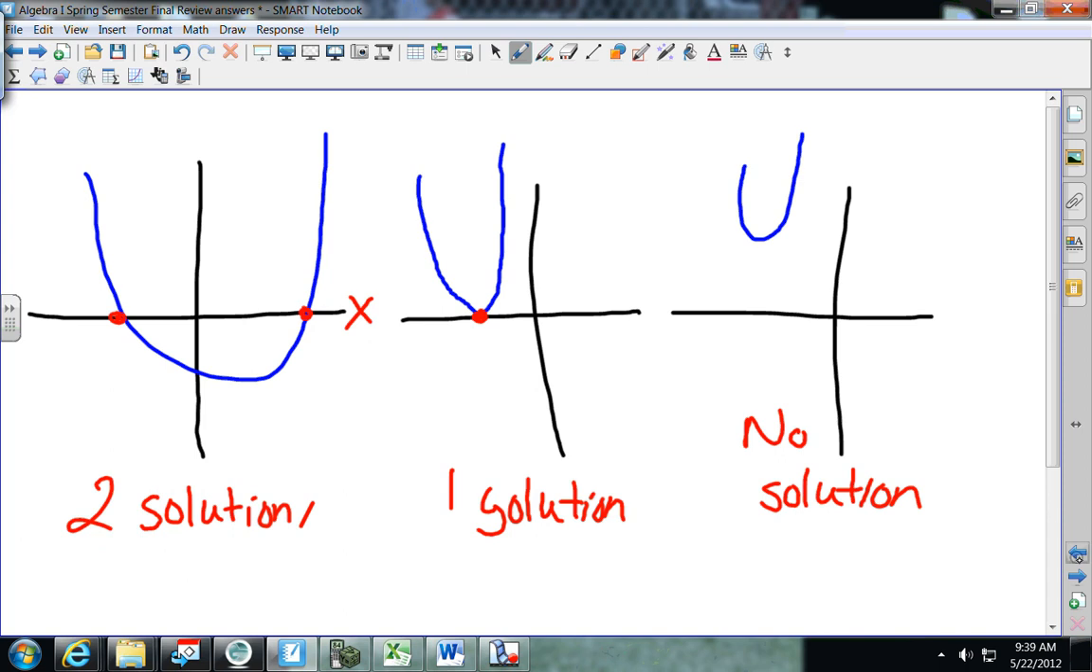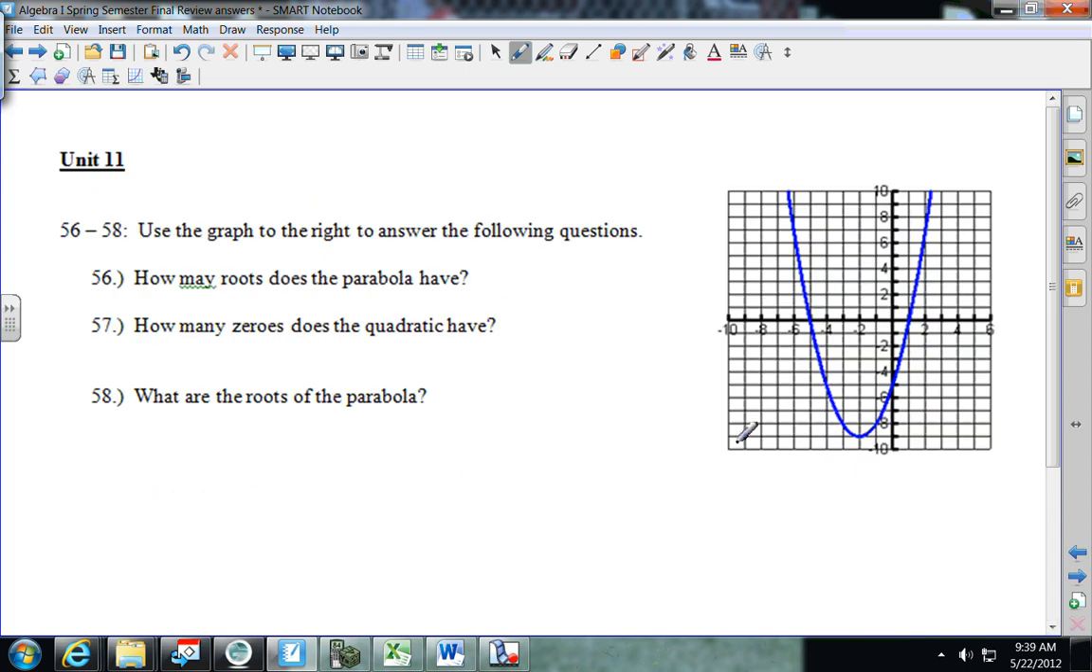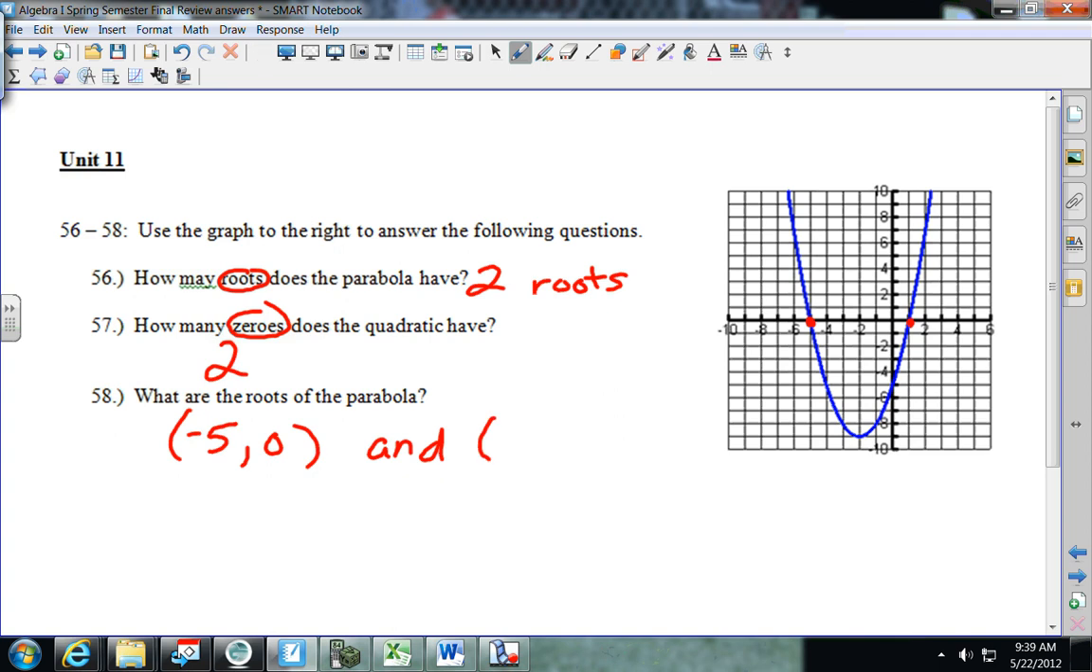So when we go back and look at our problem, how many roots does this parabola have? It crosses in two spots. There are two roots. How many zeros does a quadratic have? Again, two. Roots and zeros mean the same thing. What are the roots of the parabola? Well, this right here looks like it is (-5, 0). And over here, (1, 0). There are our solutions.